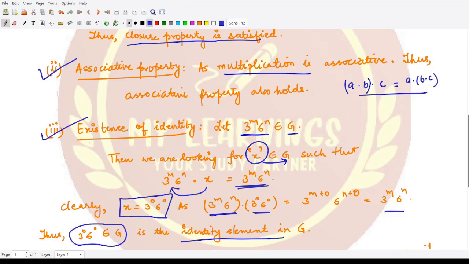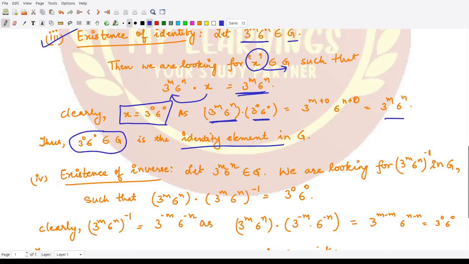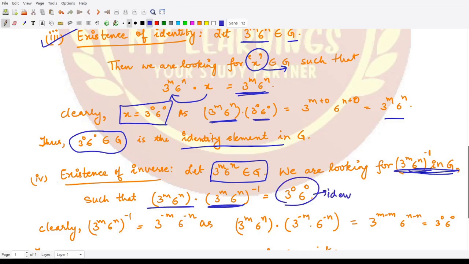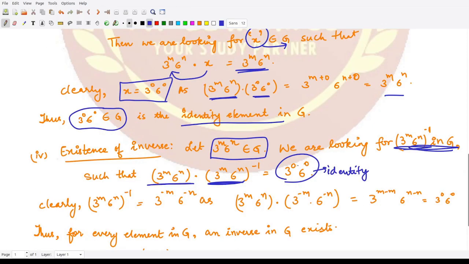Now for the last property, we need to check whether the inverse of each element exists in G or not. Let's take some arbitrary element from this set G. We are looking for its inverse in G such that when you multiply that element with its inverse, you get back the identity element of this group. So let's see what this element is. It is 3 raised to power minus m and 6 raised to power minus n.